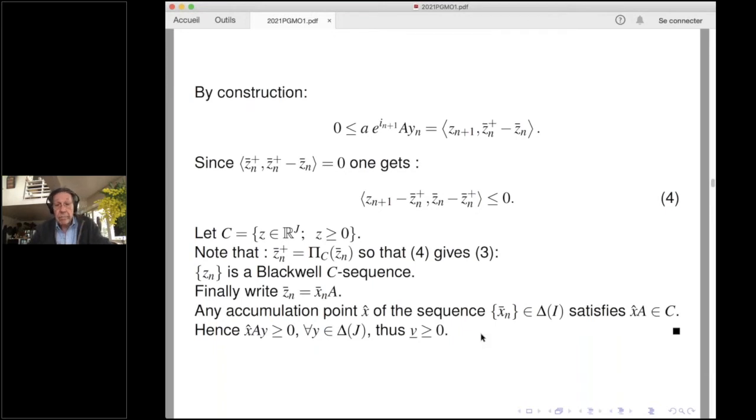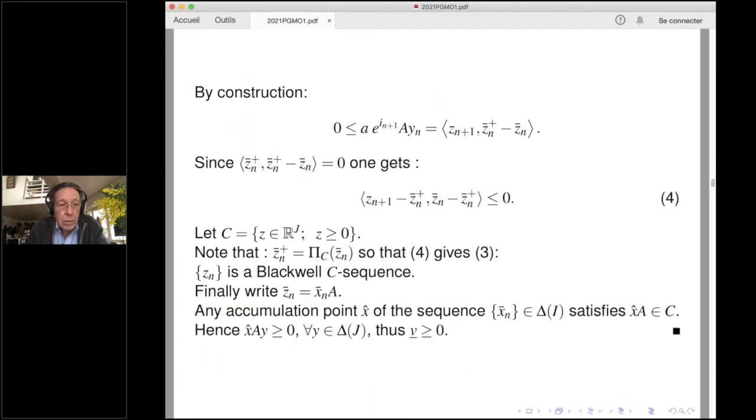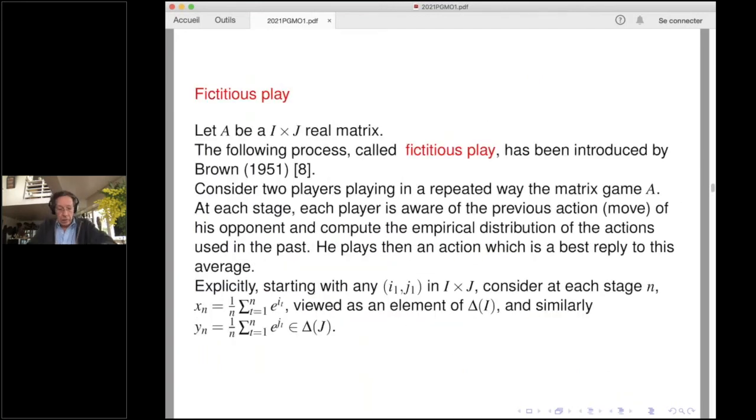Fine. Okay, so the next proof of the min-max theorem will be using fictitious play.